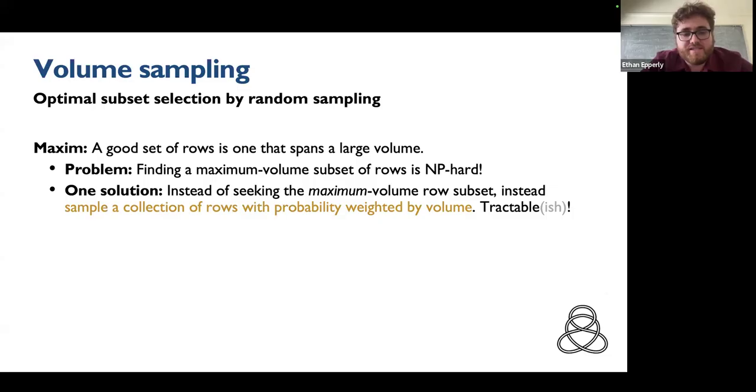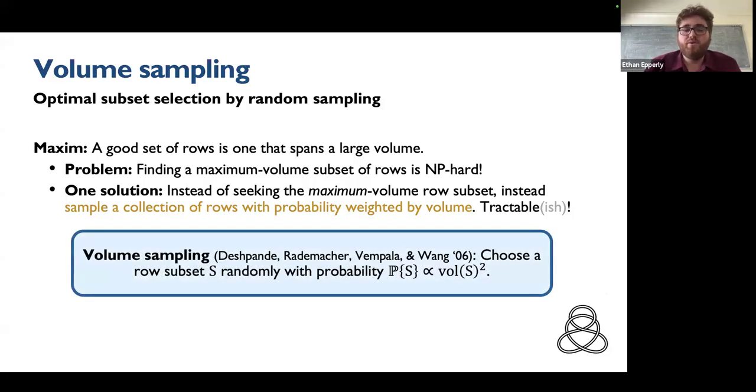And it turns out that this sampling-based formulation of volume-based selection is tractable, at least in the sense of being polynomial time. So the algorithmic idea, which is also due to Deshpande, Rademacher, Vempala, and Wang, is to pick a row subset S randomly with probability proportional to the squared volume of that subset.